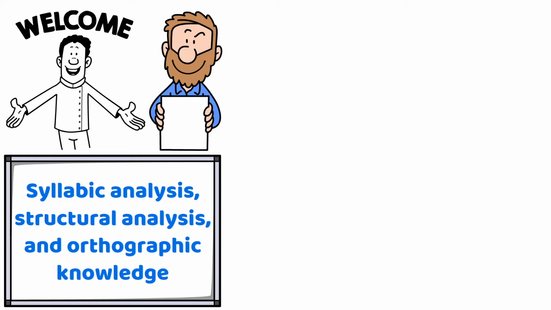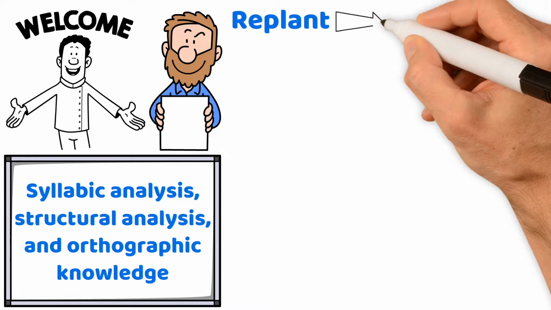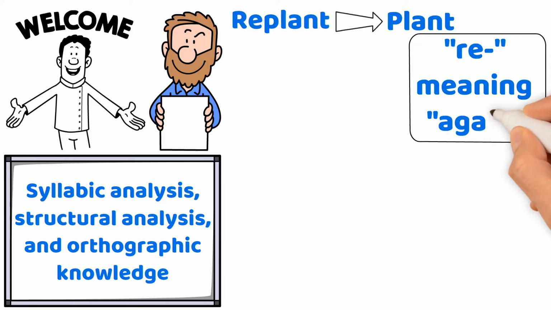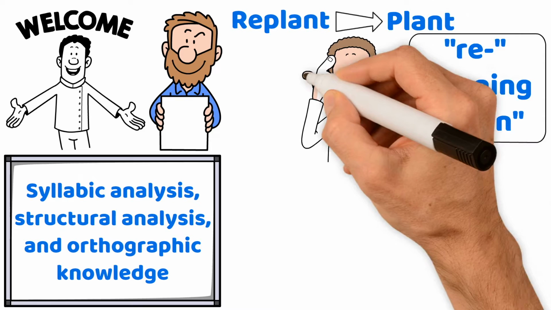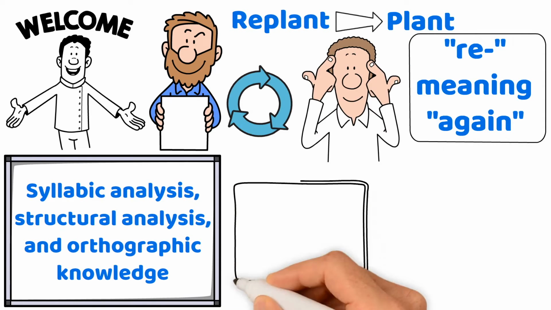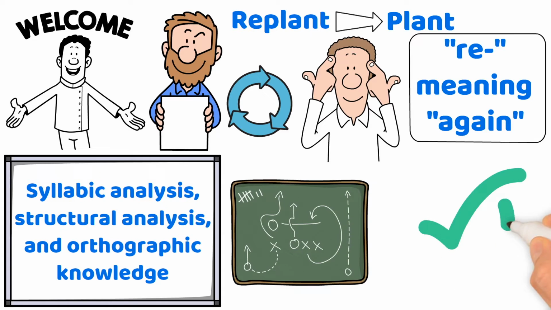Let's begin. Consider the word replant. Using phonics, you decode the base word plant, but there's a twist, the prefix re, meaning again. Understanding this structure helps you grasp the full meaning, to plant again. This isn't just about decoding, it's about ensuring full comprehension, a skill your exam will definitely test.